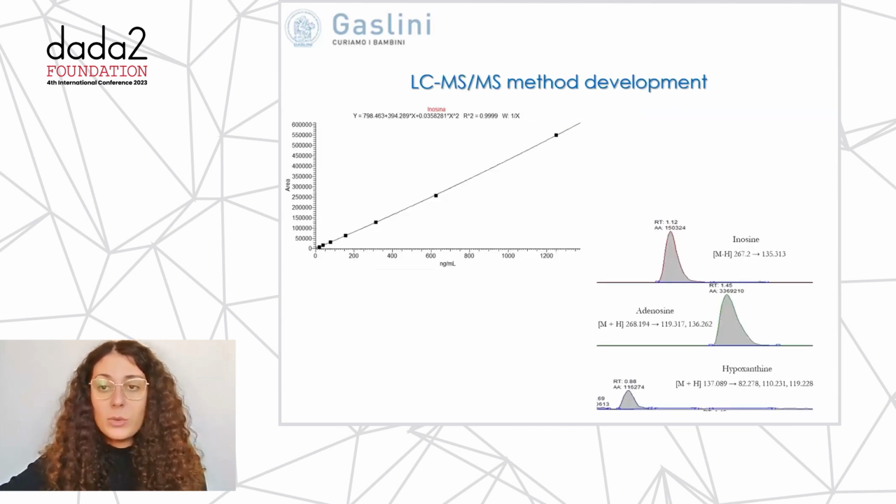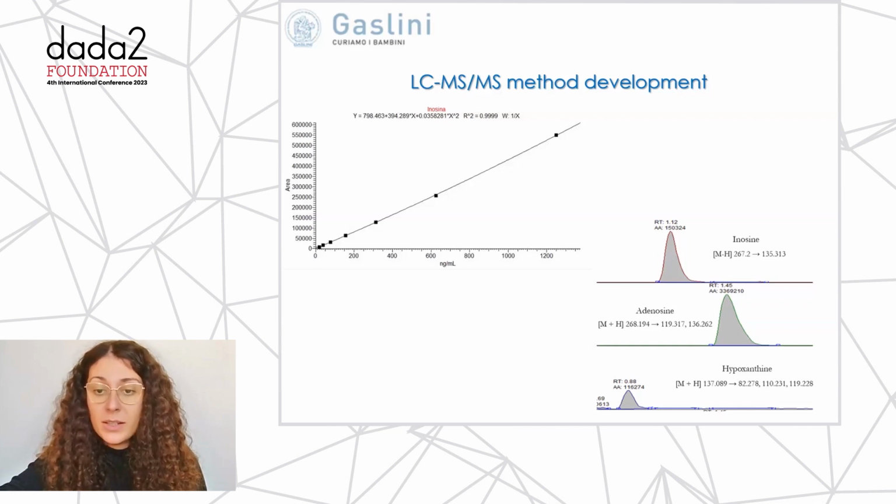We measure ADA2 activity by measuring the inosine produced in the unit of time. So we use EHNA as the ADA1 inhibitor, and then we add to the sample adenosine, which is the substrate, and we measure inosine produced in the unit of time. Here you can see the calibration curve of inosine, which covers a wide range of concentrations.